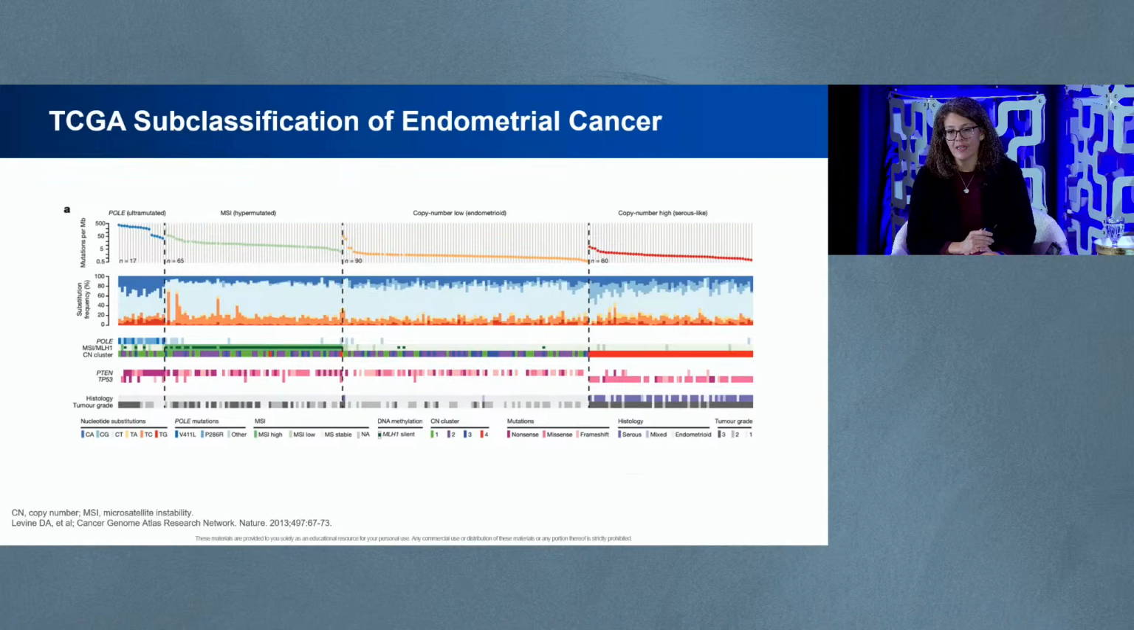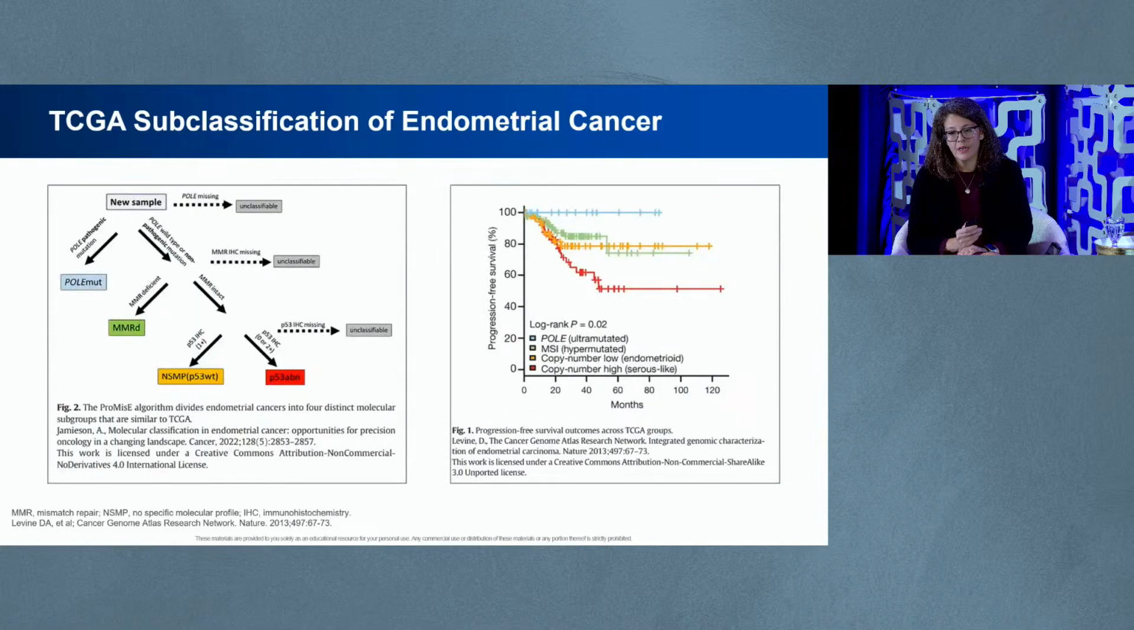Those that had microsatellite instability or a deficient mismatch repair system that were hypermutated, those that were copy number low, so kind of the more traditional endometrioid histology with no specific molecular profile, and then patients that were p53 aberrant and had high copy number, most commonly the serous cancers. Now, what's important when we're using this subclassification is that not only do we have to do biomarker testing for either of these categories, but you have to do it sequentially so that you're assigning a patient the correct category.